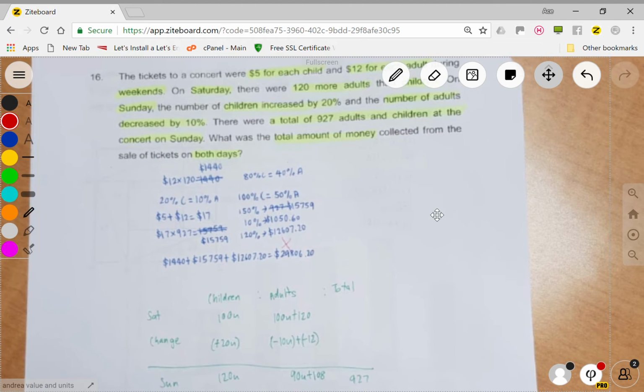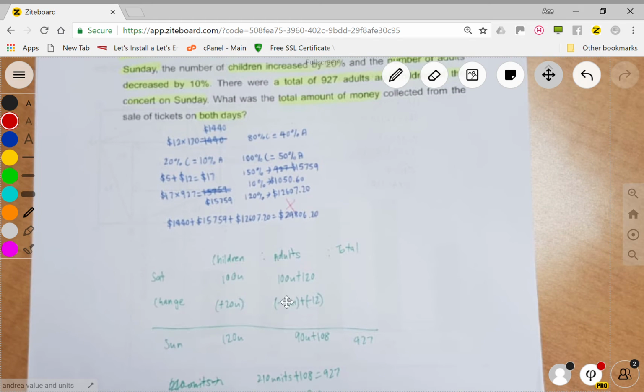Of course, how I will do this is I will use the model. This is something like a before and after type of question. So on Saturday is before, and then this is the plus or minus, and then this is the after. So this is the Sunday.